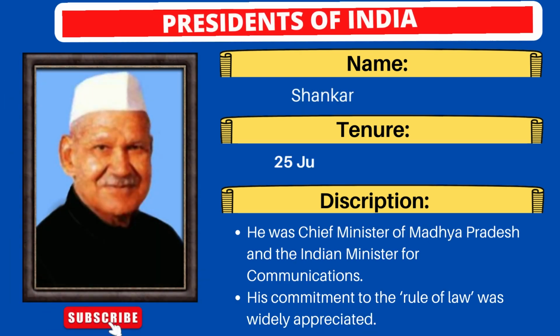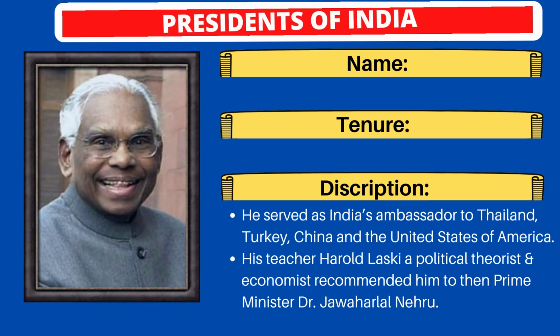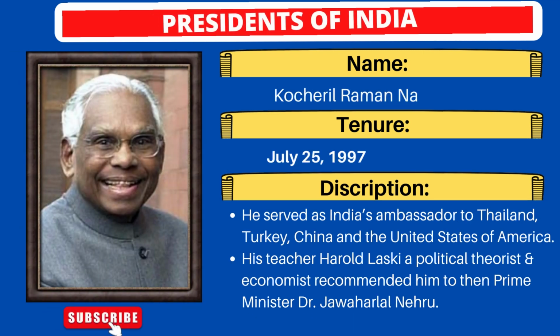The next President of India was Shankar Dayal Sharma. His tenure term was from 25th July 1992 to 25th July 1997. The next President of India was Kocheril Raman Narayanan. His term was from 25th July 1997 to 25th July 2002.